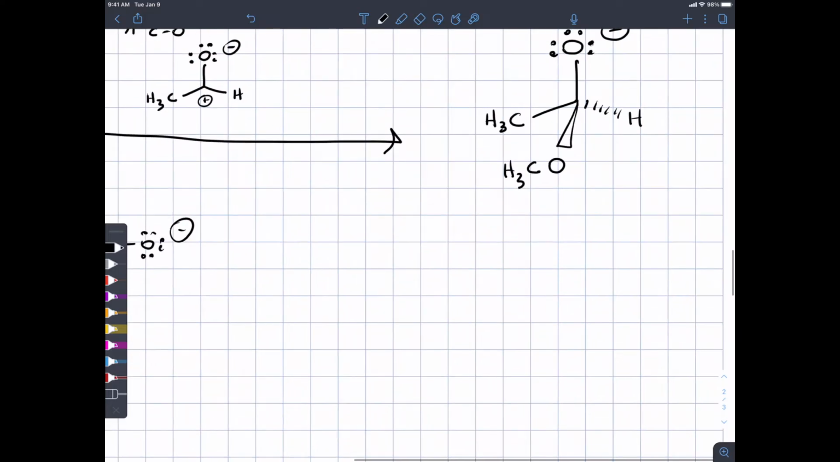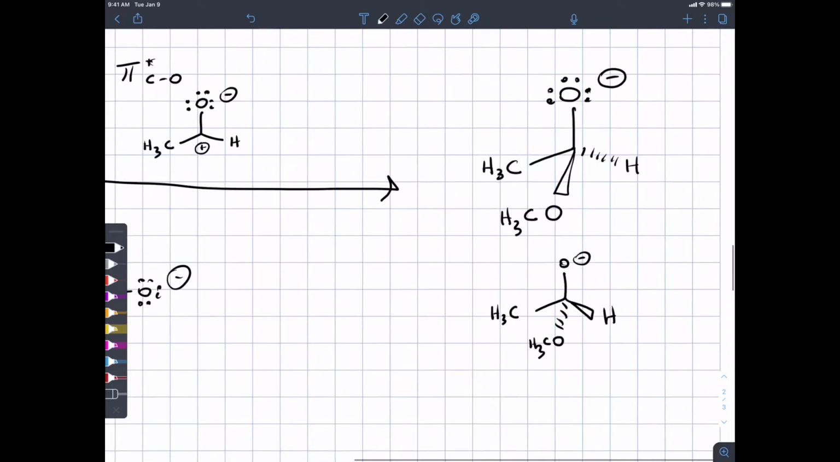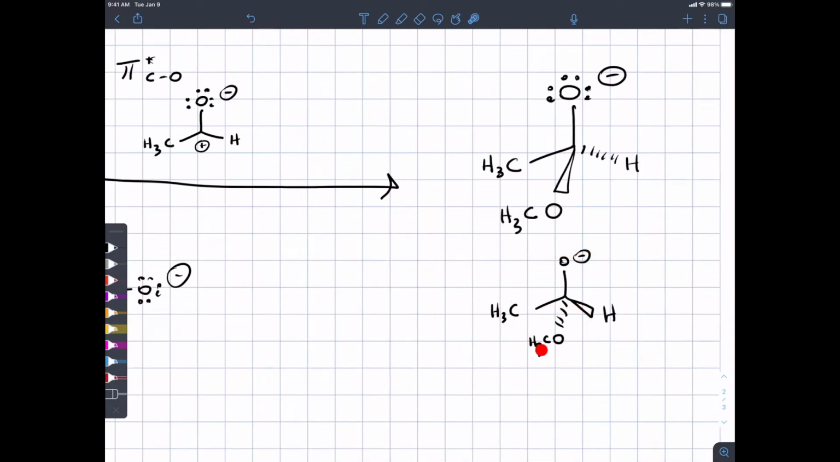So if it came in from above, I suppose that would be our product. If it came in from below, this would be our product. So I'm just trying to make sure I understand your question. You're saying you drew this one. Is that right? And the answer is yes.